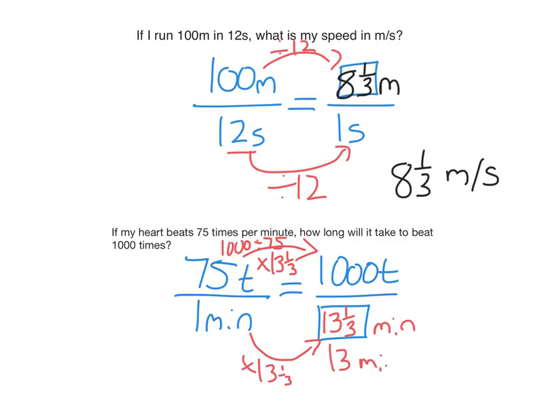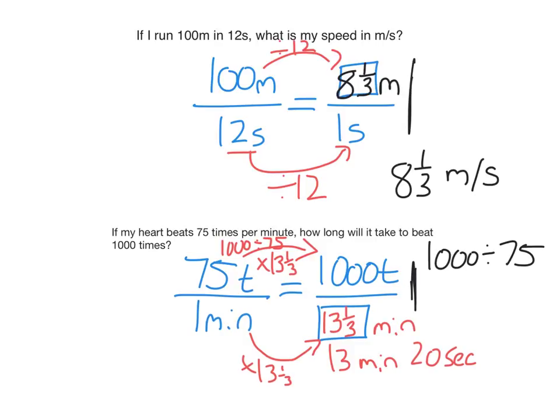If that way is too hard for you, what you could have done is just go 1,000 divided by 75. That works because I told you how many times it beat in 1 minute, but you need to do a different way if I said it beats 150 times in 2 minutes. So this way with the fractions is a little more complicated, but it will always work if you understand it.